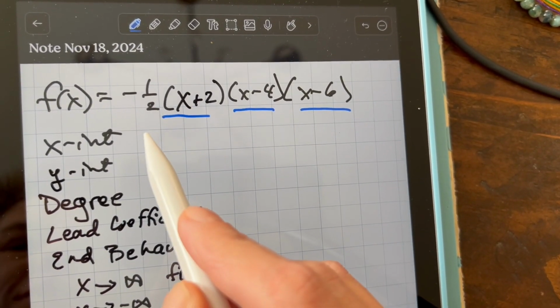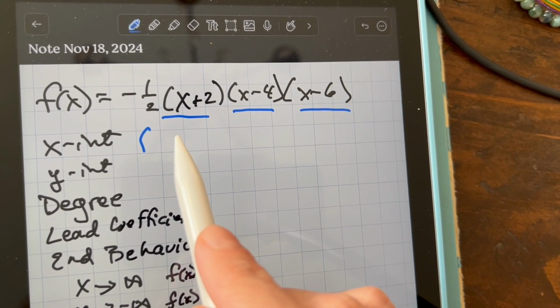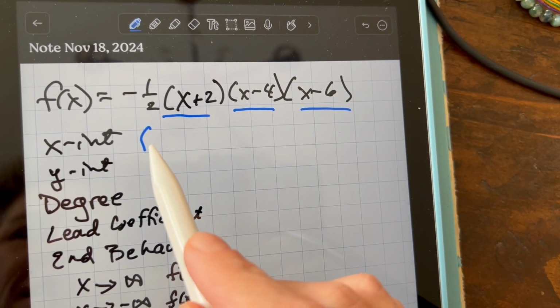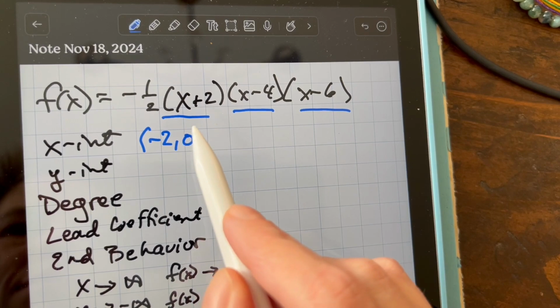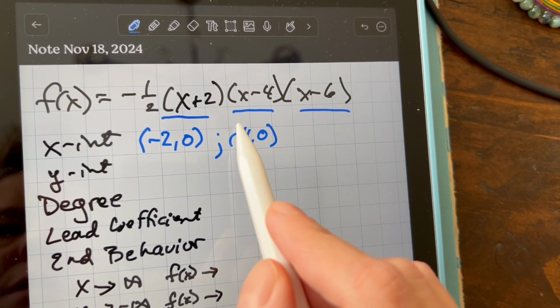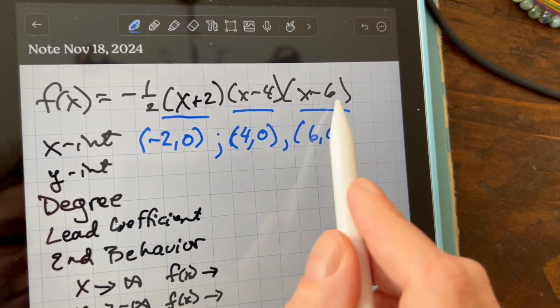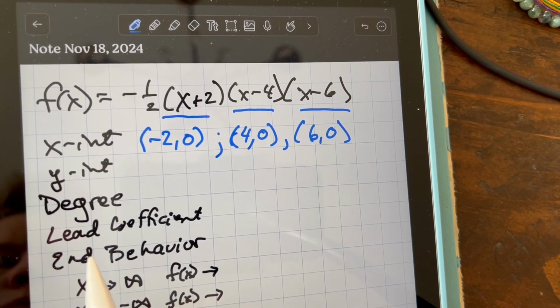This happens for all of them. So the x-intercepts are when y is always going to be 0. So -2, 0, +4, 0, and +6, 0. Okay, those are pretty easy.